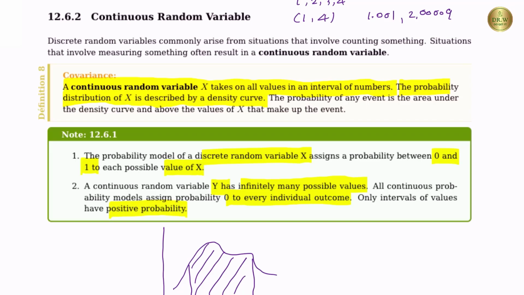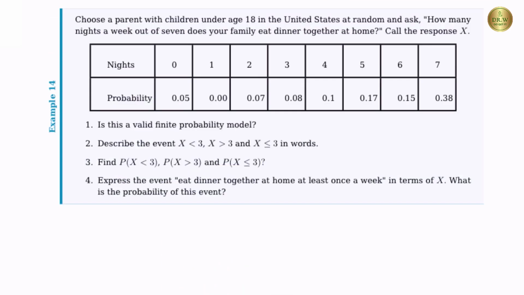Now let me explain some examples. Example 14. Choose a parent with children under age 18 in the United States at random and ask how many nights a week out of 7 does your family eat dinner together at home? Call the response X. Here what is the random variable?